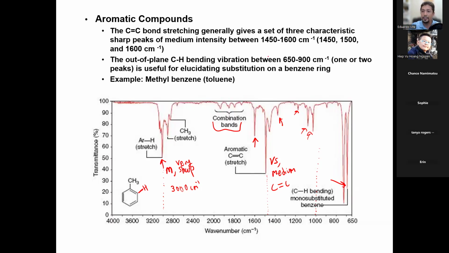Here you can see that we look for the medium intensity, sharp peaks between 1450 and 1600 for alkenes, specifically aromatic alkenes. So again, you see no other signals, so it's very easy to start heading in the right direction when you see signals or the lack of signals.